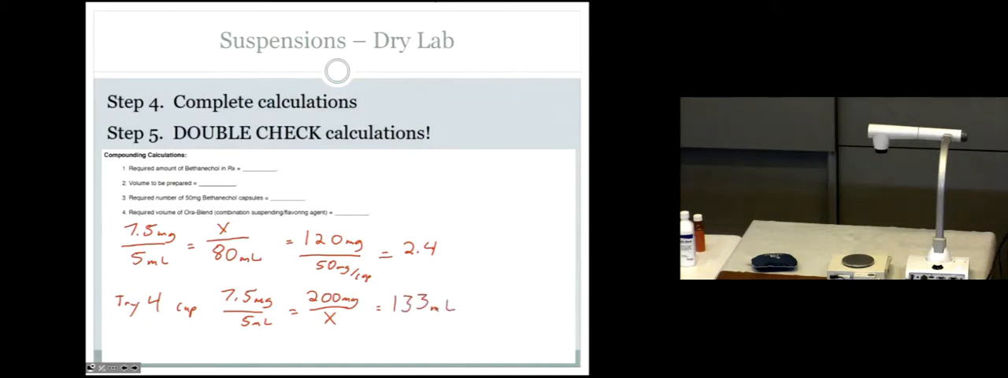133 milliliters. Did you guys get 133? Would that work? Yes, but is that a convenient number? No, and I'm not even sure I could measure that very accurately with my conical, so I'm still not happy with it, so I'll break down and try your 3. All right, let's try your 3 capsules.